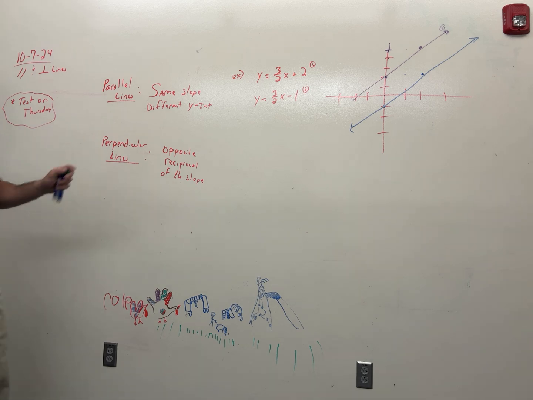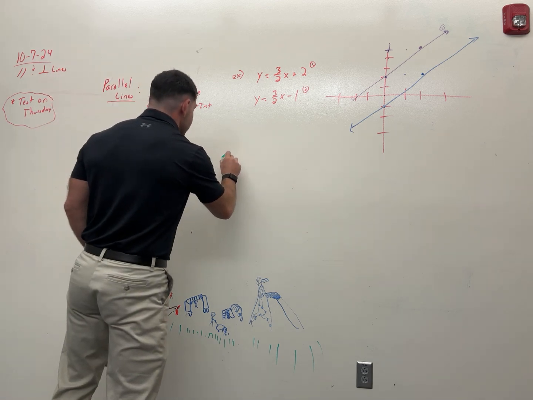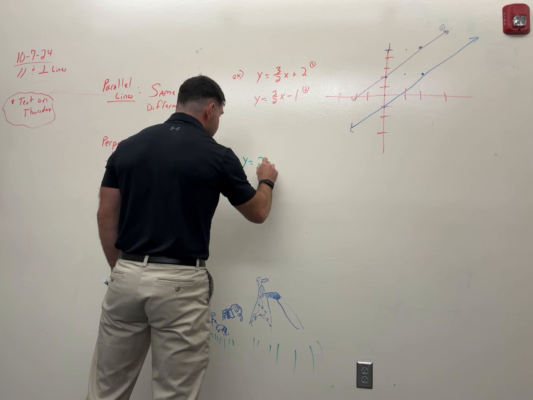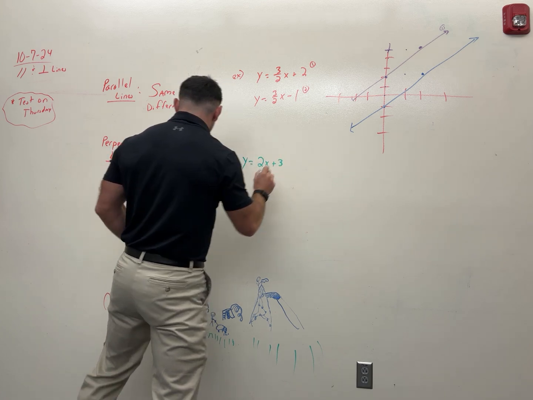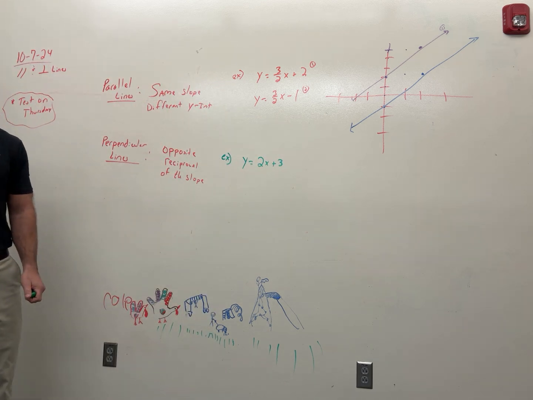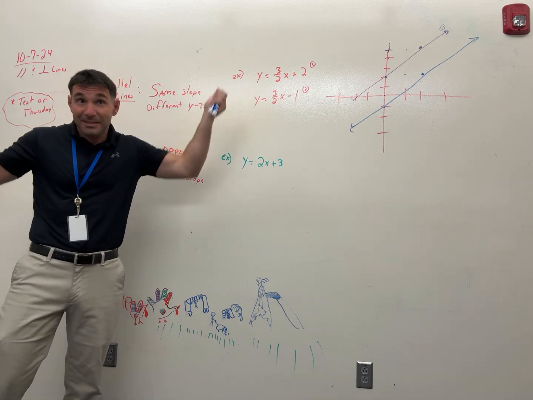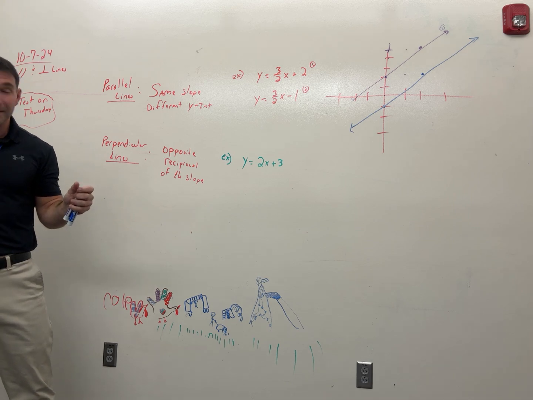But I didn't. Okay, opposite reciprocal. So here is perpendicular. Y equals 2x plus 3. Notice it doesn't say anything about the y-intercept. This has to have different y-intercepts, because if it doesn't, it's going to be the same line, because the slopes have to stay the same.